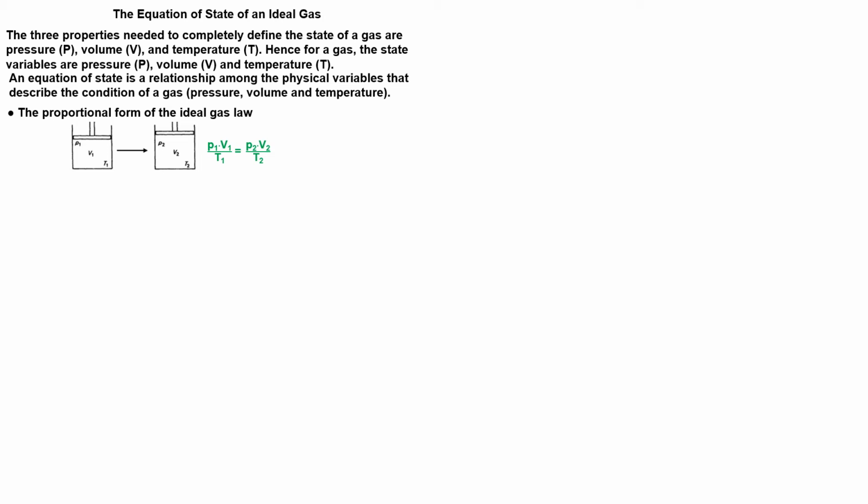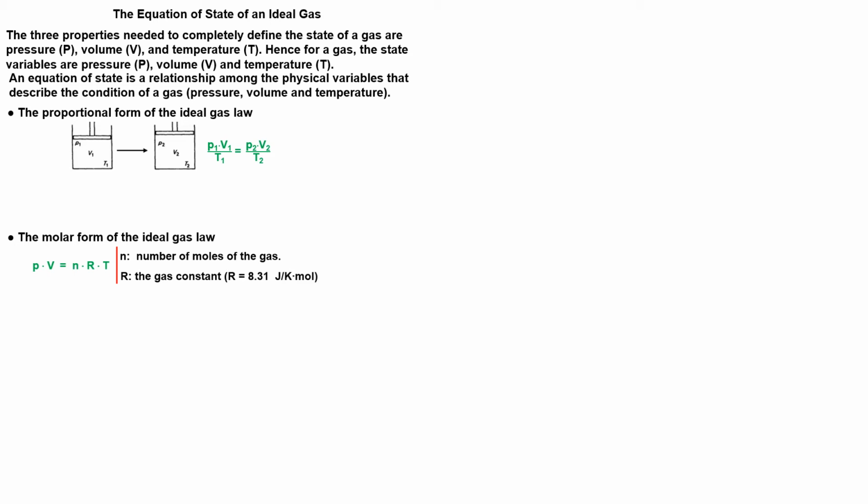The next formula is known as the molar form of the ideal gas law. n is the number of moles of the gas. R is the gas constant. If you want to use the number of molecules instead of the number of moles, we can write the ideal gas law as the molecular form of the ideal gas law. N is the number of molecules in the gas, and kB is Boltzmann's constant.